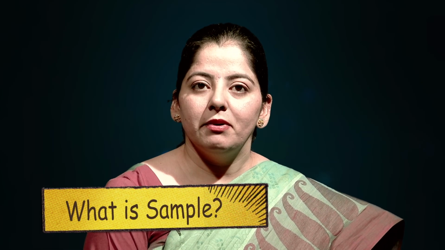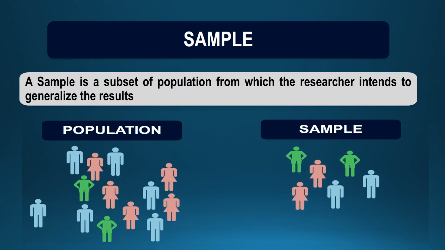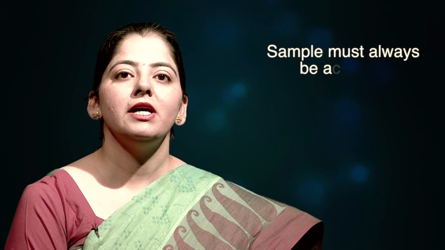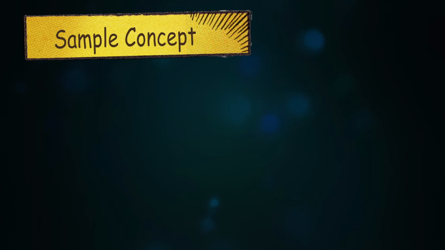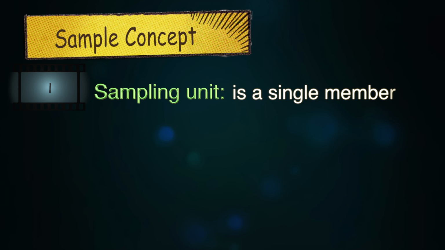So what is a sample? A sample is a subset of the population from which the researcher intends to generalize the results. It should be representative of the population. The sample must always be accurate and precise. There are two different terms associated with the sample concept. The first one is sampling unit. Sampling unit is a single member of the sample.